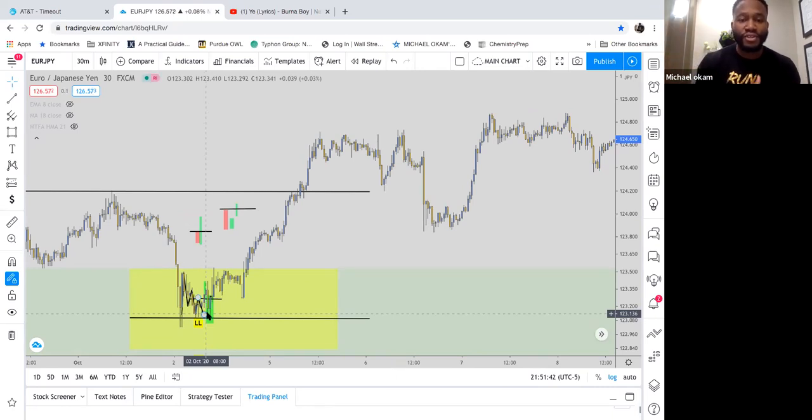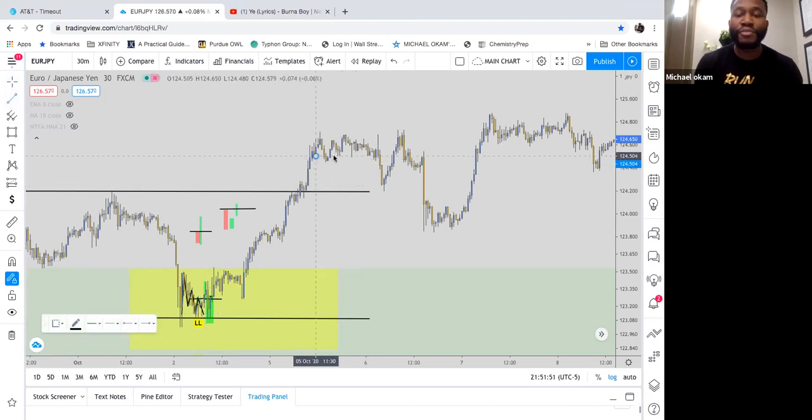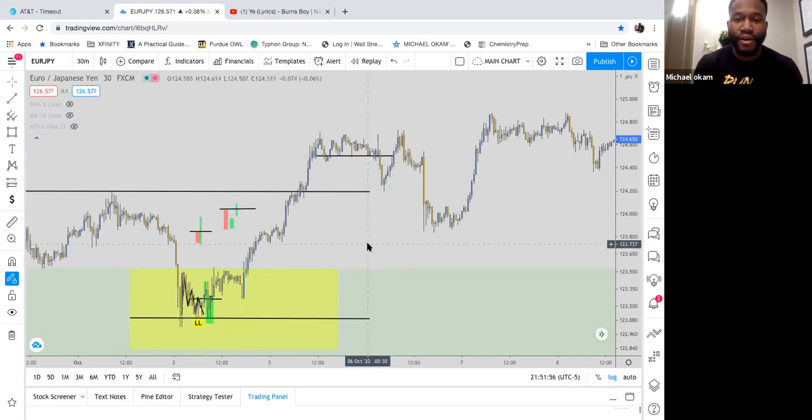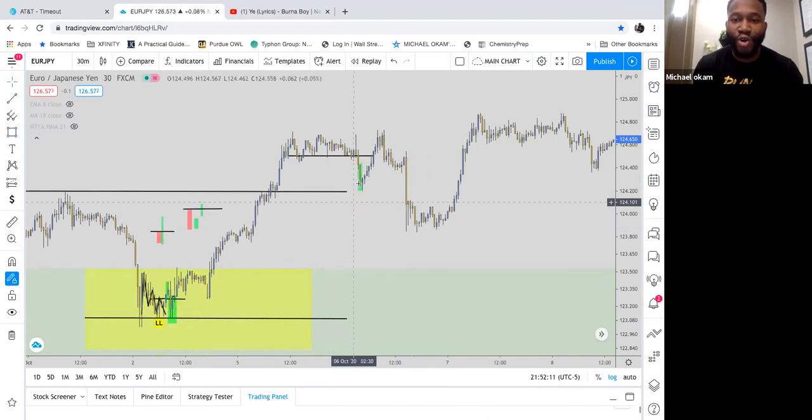So on this 30-minute time frame, the only thing I'm looking for to exit this trade is a break of support. Say it again: on the 30-minute time frame, the only thing I need to see to exit is a break of support. Family, once I saw this candle open and close below that and break the support, I'm out.